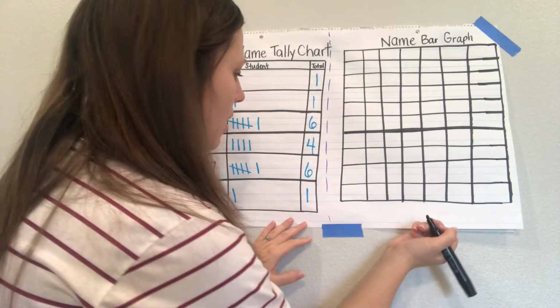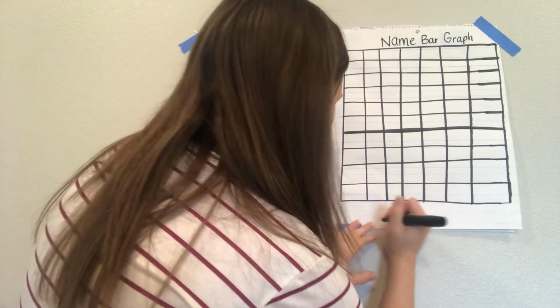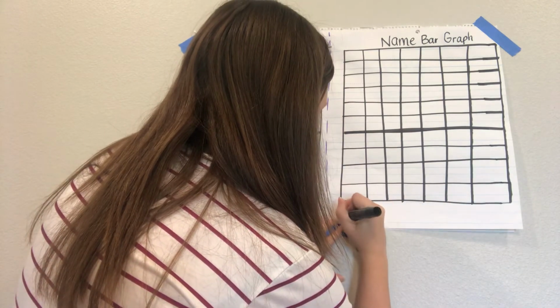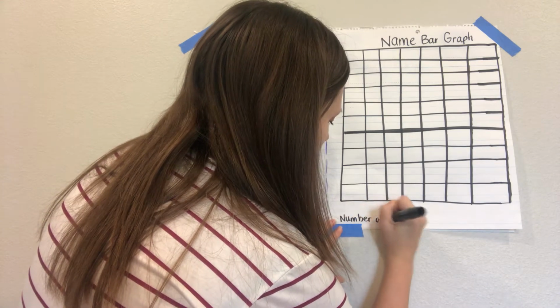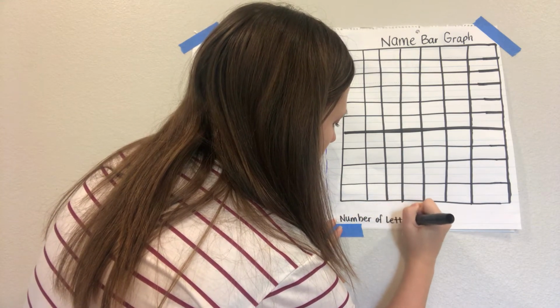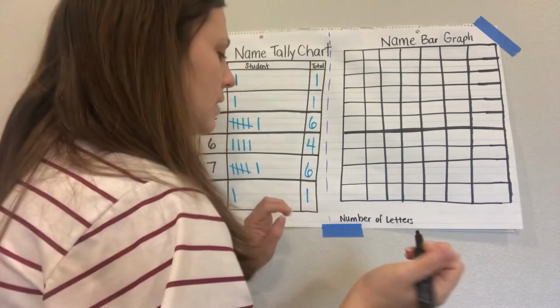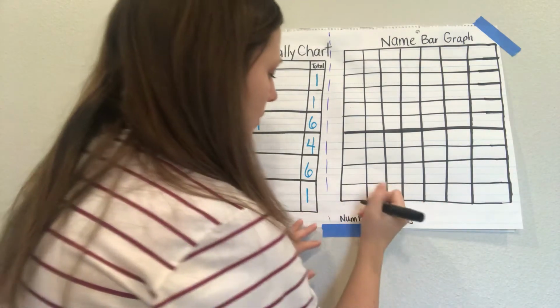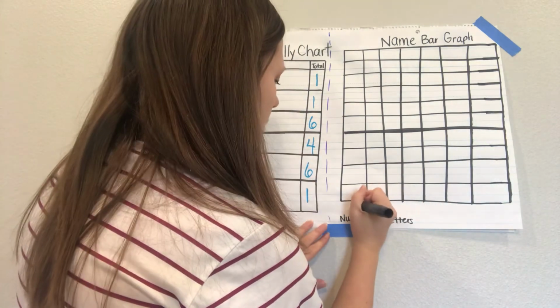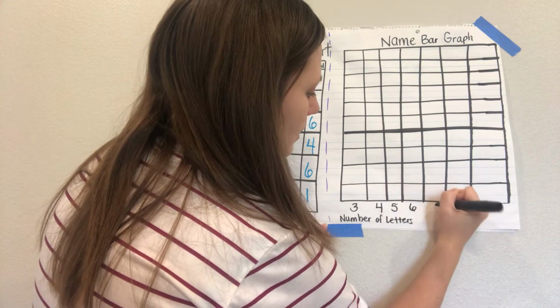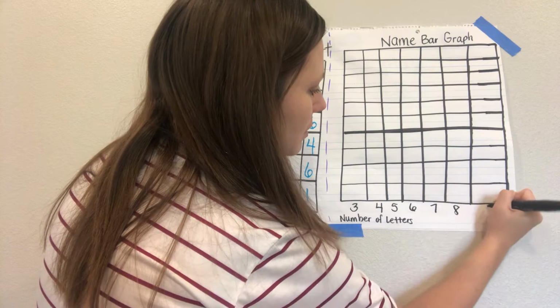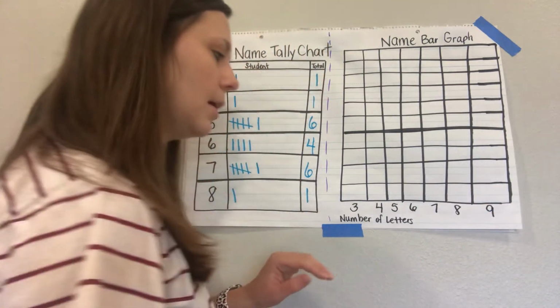At the bottom, I'm going to write number of letters. Okay, so some students had 3 letters, 4, 5, 6, 7, 8. And we didn't have 9, but I can go ahead and put it there, 9.